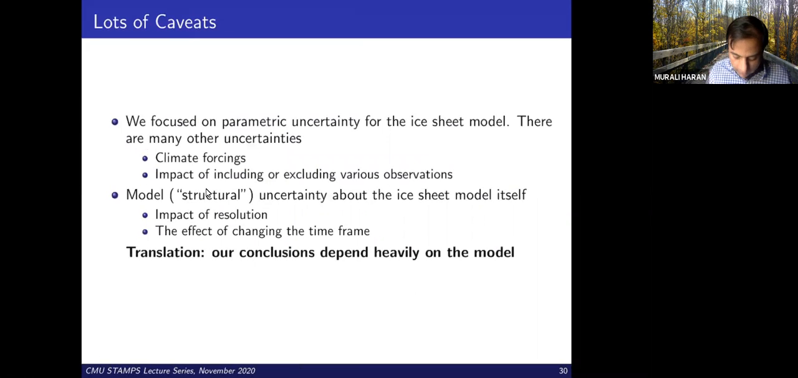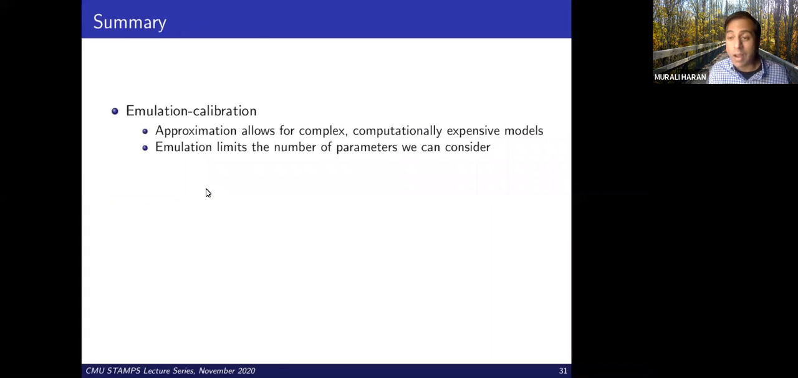And a quick note that all our conclusions depend heavily on the model, of course. And so we focus on parametric uncertainty. This is Michael's question. We ignore climate forcings, uncertainty, the impact of including or excluding various observations, the impact of the resolution. We studied a little bit, but it's hard to really know all of that in detail. So this is a hard problem. And we've learned a little bit about it by studying it, by developing new methods to study it in various ways. And here's a quick summary.